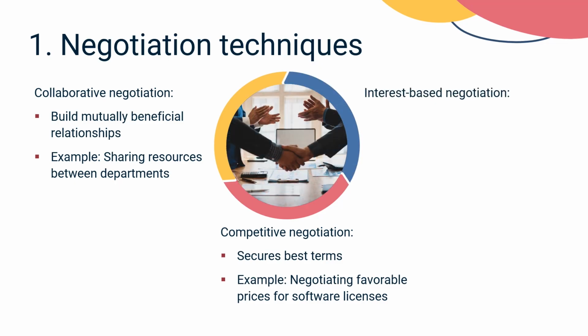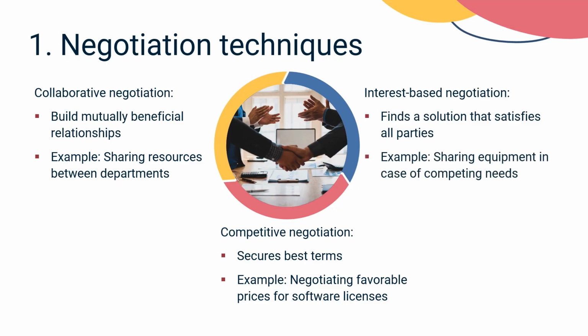Interest-based negotiation finds a common ground and focuses on solutions that satisfy all parties. For example, if there are competing needs for a piece of equipment, the program manager might find a way to share it based on the most critical usage times for each party.